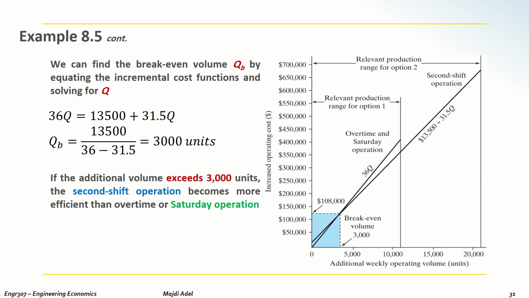or we can see it by examining the following graph. This is the cost of the first option and this is the cost of the second option. And as you can see, this is the break-even volume, 3,000. So for any production volume greater than 3,000, the cost of the first option is higher, and for any quantity less than 3,000, the cost of the second option is lower.